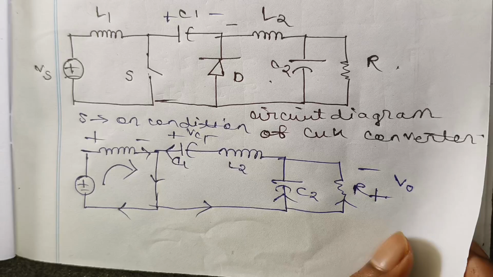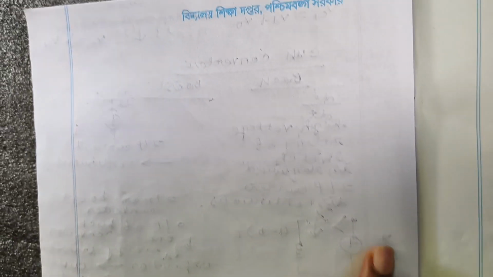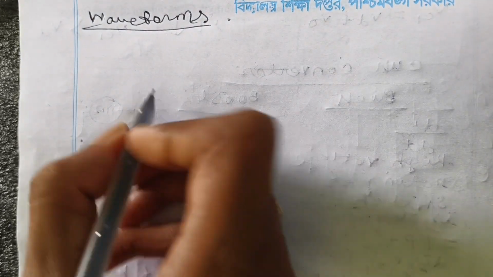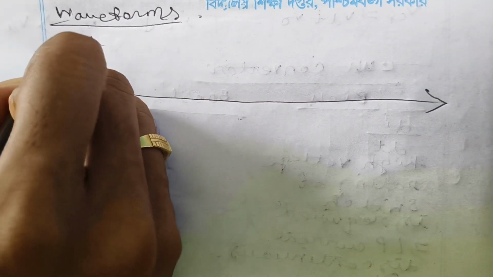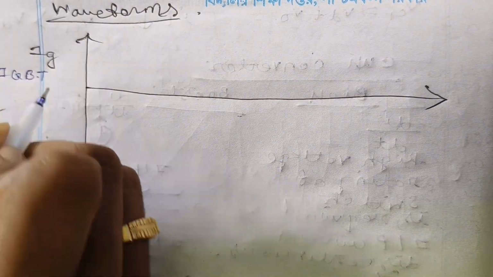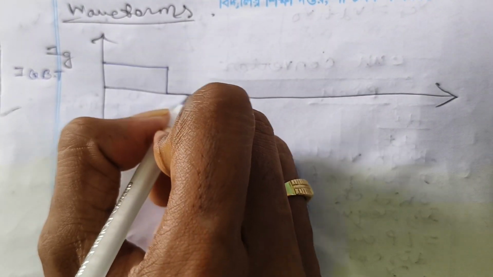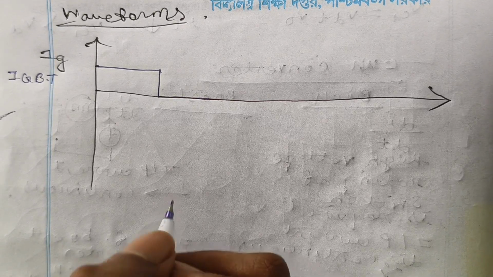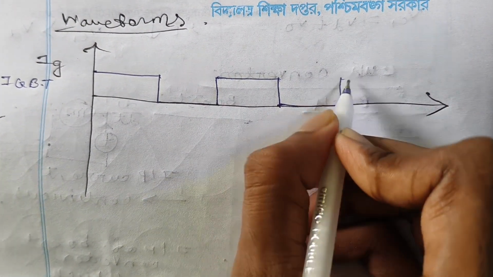So we will now see the waveforms regarding the Cuk converter. Let us write the heading, waveform. Now we will see the gate pulse. Gate pulse means when the switch was on and when the switch was off, because the switch that we are using was an IGBT, insulated gate bipolar transistor. Let's say the duty cycle is D. For that time the switch was on, and for 1 minus D into T, the switch was off, and this was the pattern of on and off.